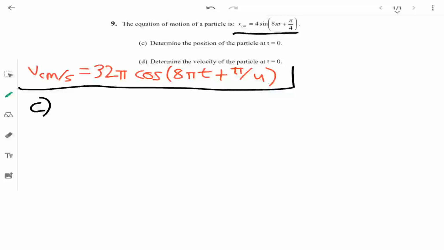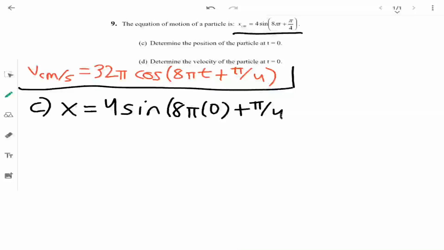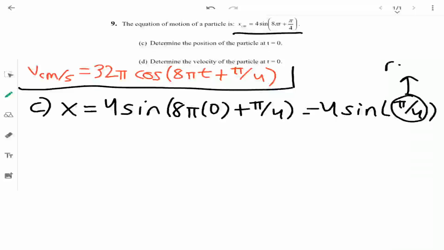Okay, let's do it together. So when they ask for the position at time equals 0, all you have to do is substitute 0 in the equation. So here we have x equals 4 sine. So x at time 0, we have to do 8 pi times 0 plus pi over 4. So this equals 4 sine pi over 4. Now you can solve in your calculators. Just be sure that you have to use radians. You have to make sure your calculator is in radians mode, and you have to get 2 radical 2 centimeters. I got centimeters from here as the unit of position is in centimeters.